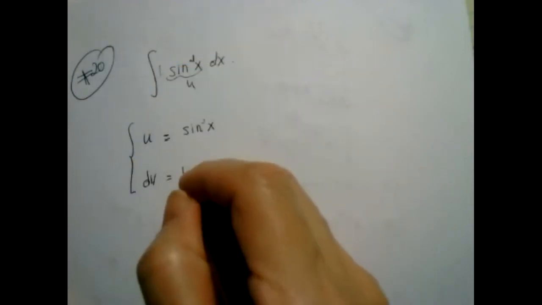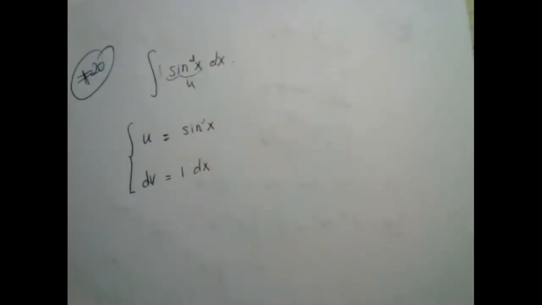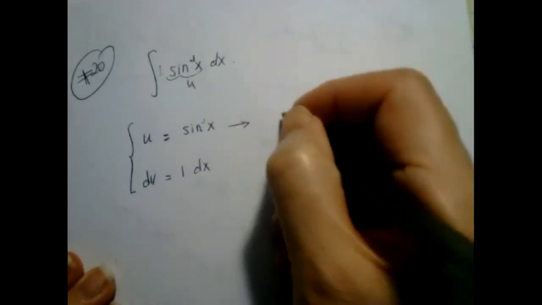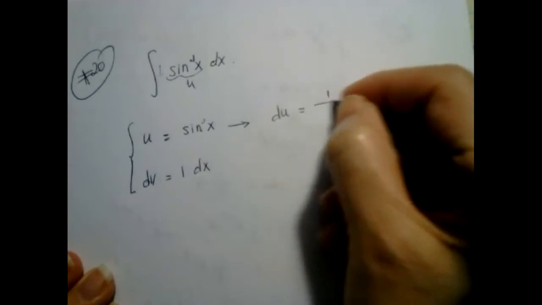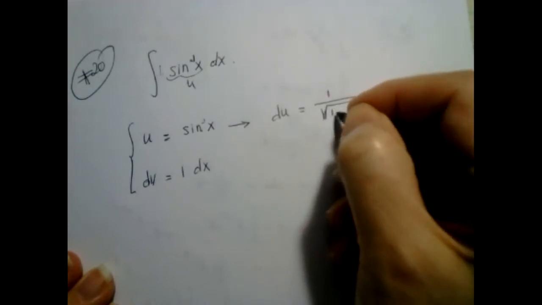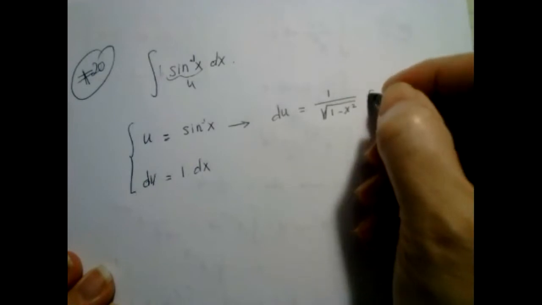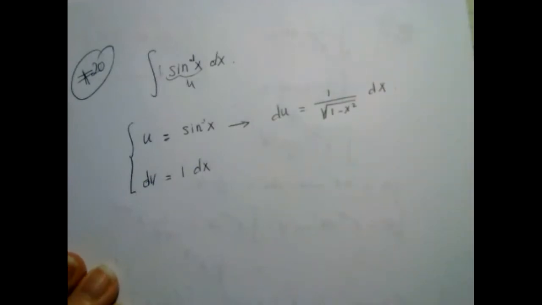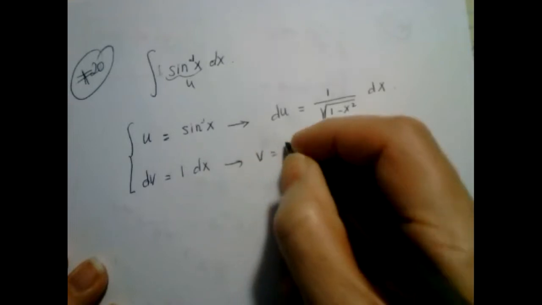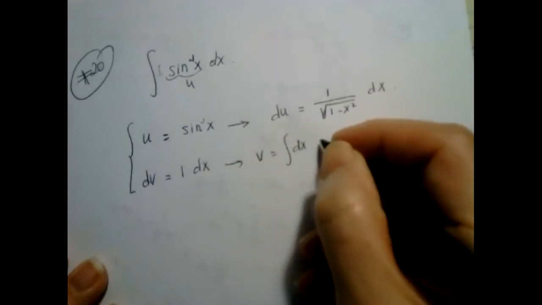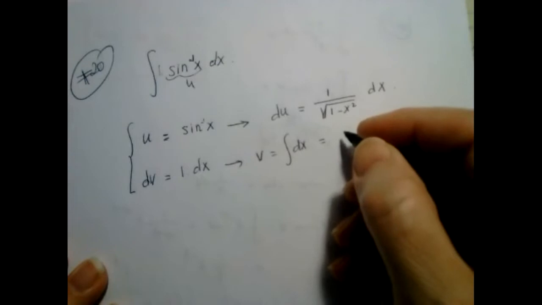I put this to be my u. My dv is what's left, and like what one of your classmates said yesterday, is basically the 1 dx, or simply the dx. And now we go from there. The du means the derivative of sine inverse. We tend to forget it, but this is 1 over the square root of 1 minus x squared. And this will give me v equal antiderivative of dx. It means x.